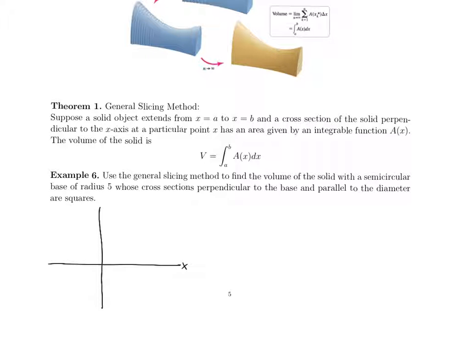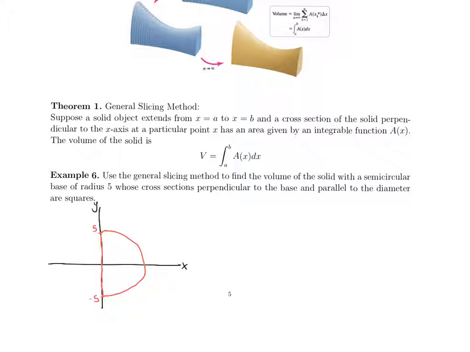I'm going to draw this first in just 2 dimensions, and then we can visualize the 3-dimensional piece after. So the base of my solid looks like a semicircle. So I'm going to draw that semicircle right here. This is the base. And then this has a radius 5, so we can label it. That's going to go up here to 5 and down to -5.